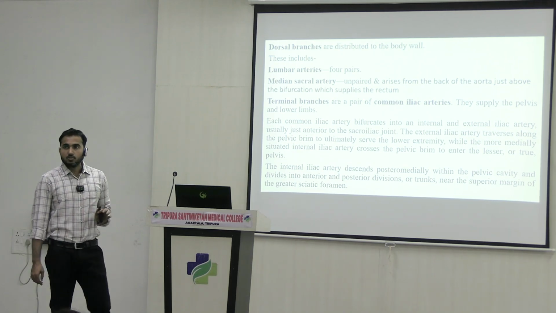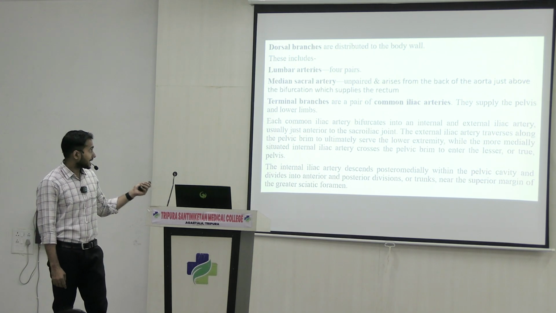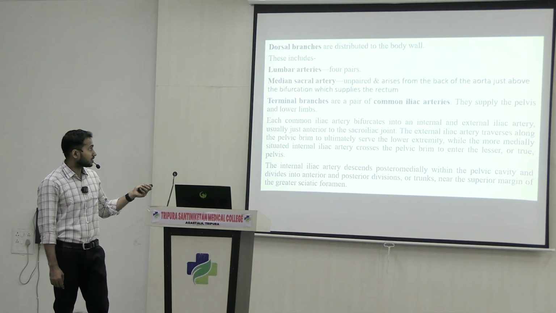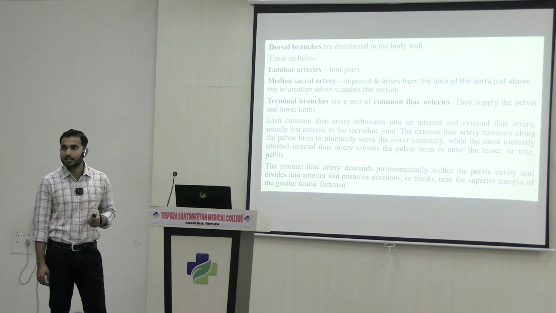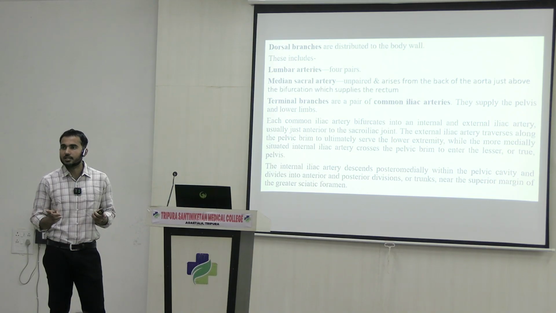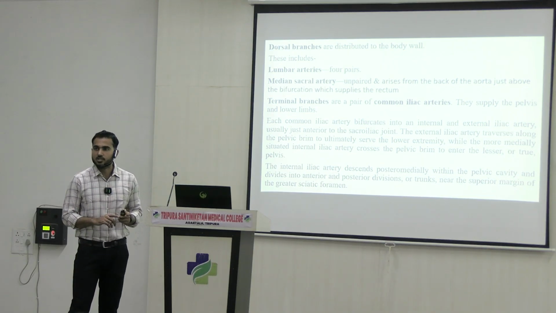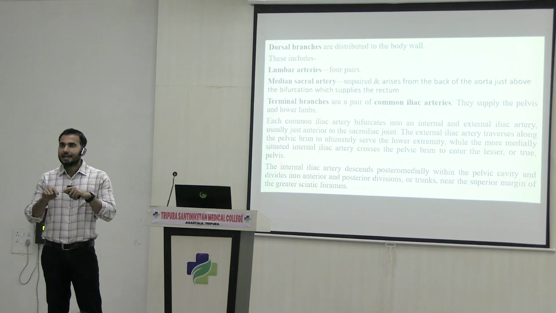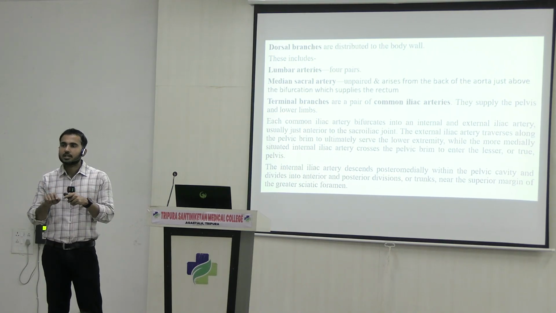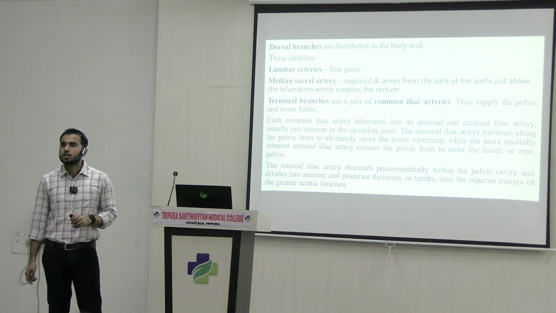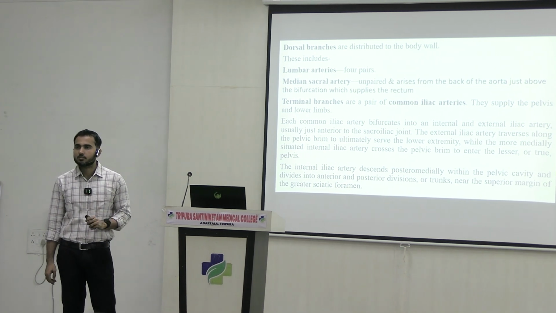Okay, so these are the dorsal branches. Next, lastly, the terminal branches are the common iliac arteries, right and left common iliac artery. These are the terminal branches, where the abdominal aorta ends. The arteries arising at that part are the two common iliac arteries, right and left.